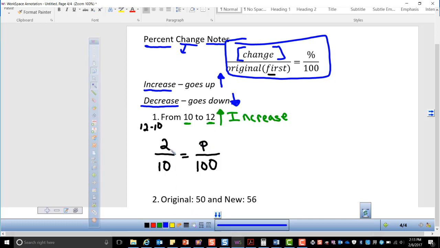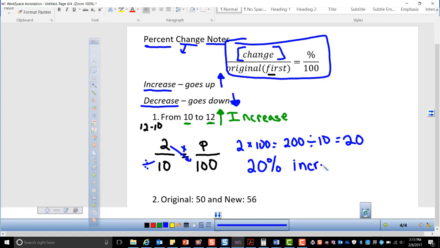And now solving is like we did the other day. You multiply, so you're going to use your calculator. 2 times 100 is 200, divided by 10. I'm going to divide by this one. That is equal to 20. So the answer is a 20% increase. It's going up by 20%. They use this at the stores when they have things on sale, or if they mark them up more expensive. Okay, so that's that one.